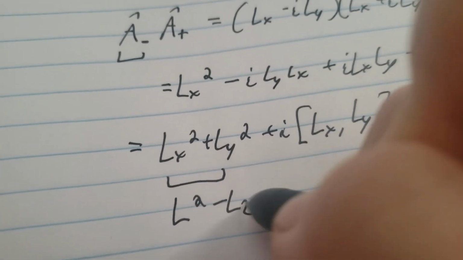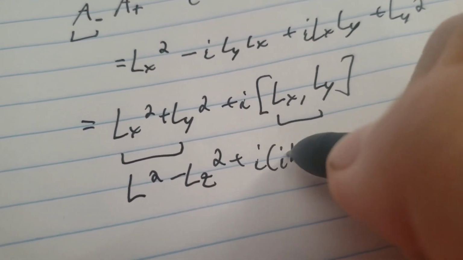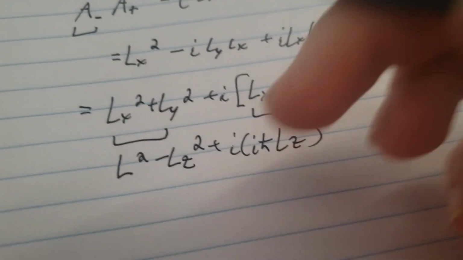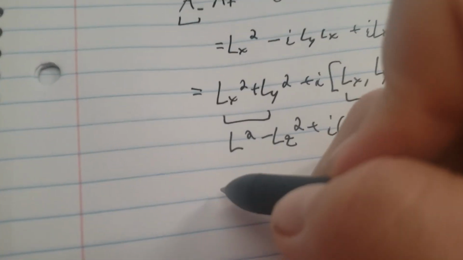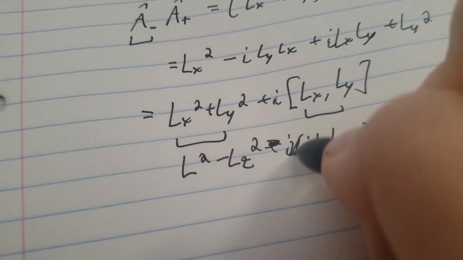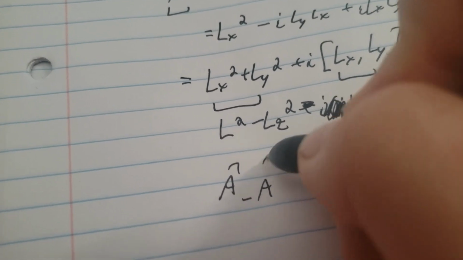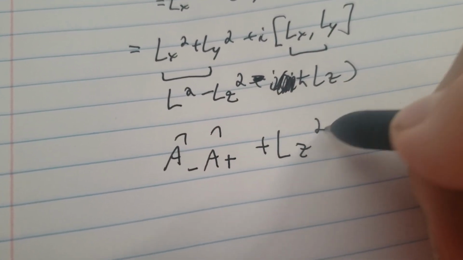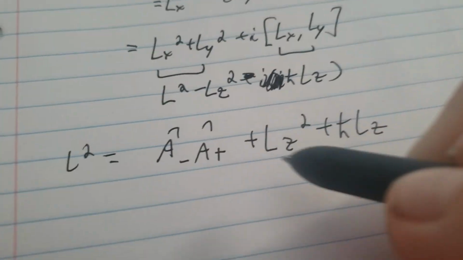Well, that's just L squared minus Lz squared, and that's just i times i h bar Lz with our commutation relations. So we can rewrite our L squared by adding these terms on. That's just negative i times i, which is negative 1. So A minus A plus, Lz squared plus h bar Lz, is equal to L squared.